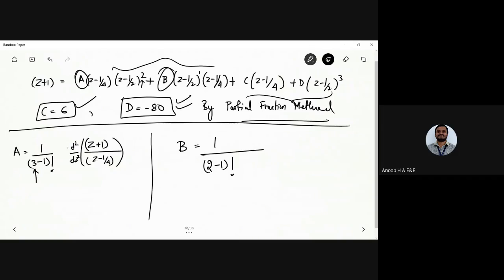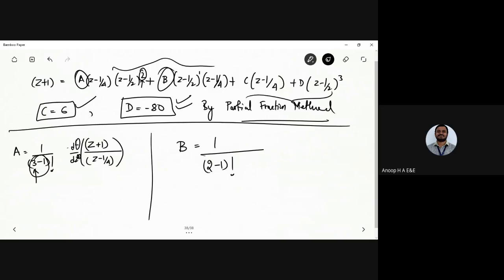and you have to differentiate it twice. If it is 2 here, you have to differentiate it twice. If it is 3 here, you have to differentiate it thrice, and here it would be 4 minus 1, that is 1 divided by 3 factorial. Okay, in that way you can remember.